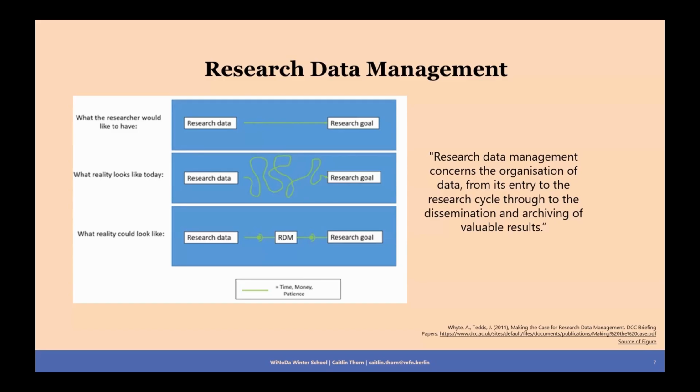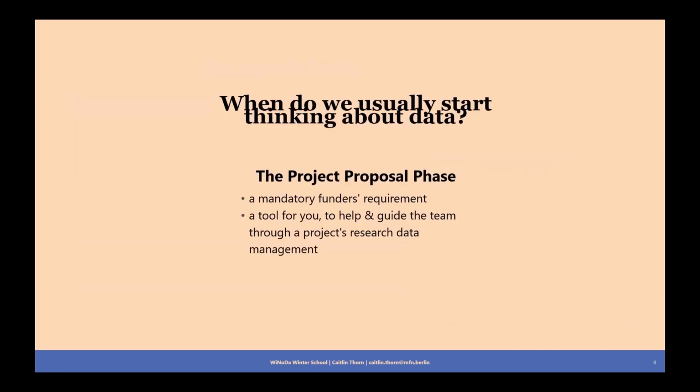It concerns the organization of data from its entry to the research cycle through to the dissemination and archiving of the results. When should we usually start thinking about data in the process? Right at the very start, we should be thinking about the data. In the project proposal phase, we should definitely be thinking about the data. Often when you propose a project, there is a funder's requirement to have research data management plans or ideas listed. And so you want to be thinking about it right from the start.